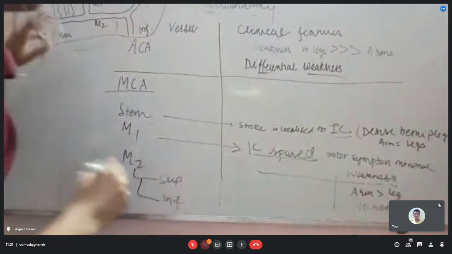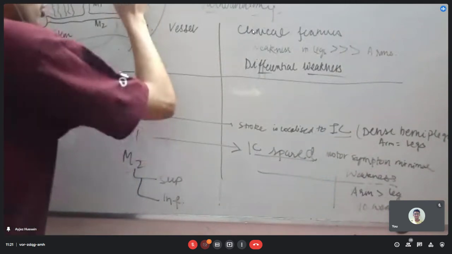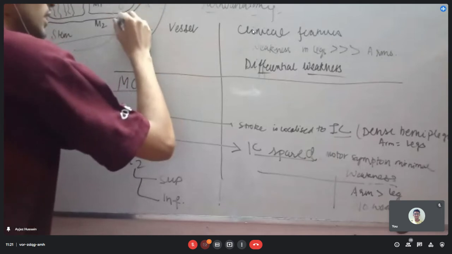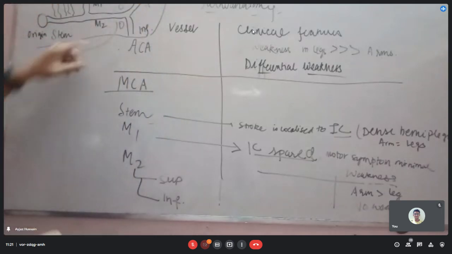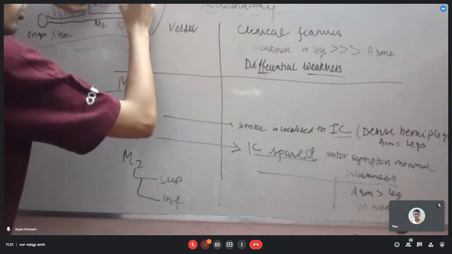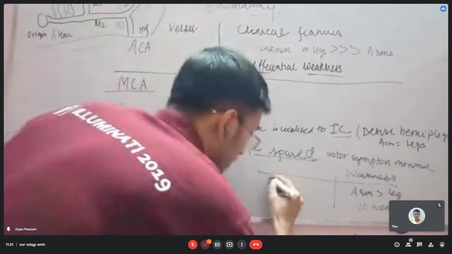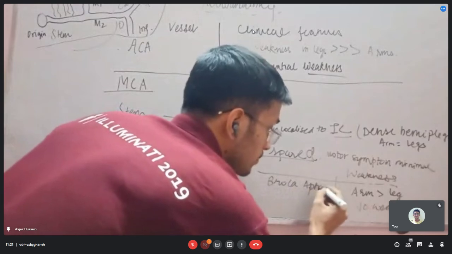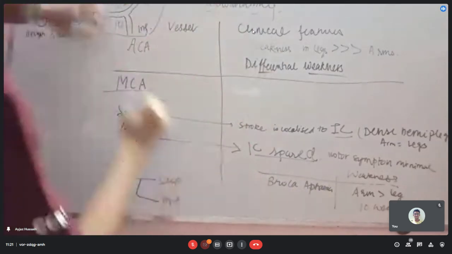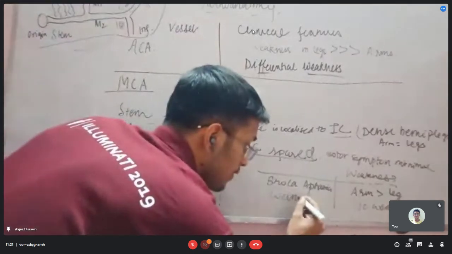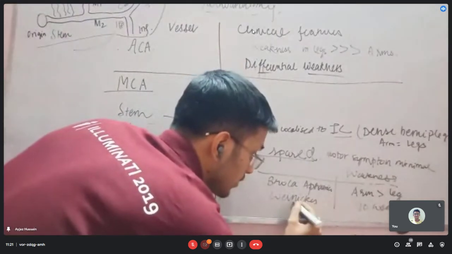First thing, more important and very distinguishable feature is that we have two speech areas. One is called the Broca's motor area, the other is called the Wernicke's sensory area. Now what happens? If the superior division is involved, the motor area will go, that means Broca's motor, so there will be Broca's aphasia in the superior. And if the inferior division is gone, then the Wernicke will go, there will be Wernicke's aphasia.